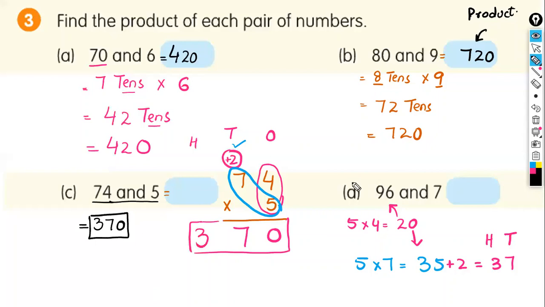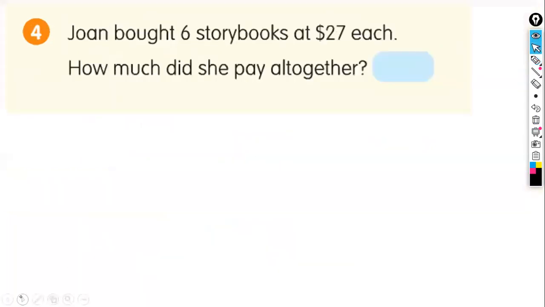The same we will do with the D part. Now let's move to the word problem. Another word problem. Joanne bought 6 storybooks at the cost of $27 each. How much did she pay altogether?